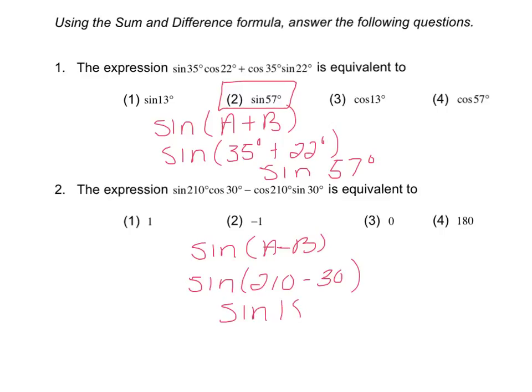But I don't see that there. It's not one of my options. So it can't be number 4 because that just says 180. I need the sine of 180. Well, let's put that in the calculator. What is the sine of 180? You're correct, it's 0. Well, do I have 0 there? Yep, it's choice number 3. All right, let's move on to a couple more.